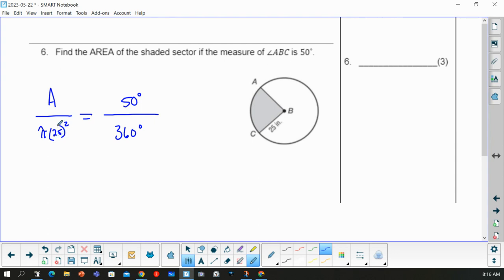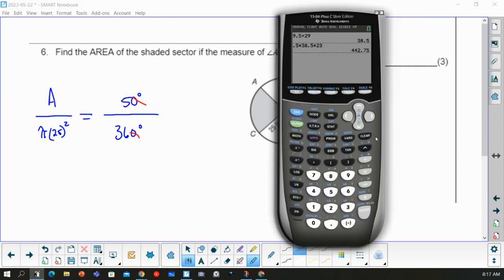All right, so 25 squared is 625. So 625 times pi times 50. Now, I'm going to simplify this a little bit just to make it easier on myself. Since they're both divisible by 10, I'm going to just get rid of those zeros. 50 divided by 10 is 5. 360 divided by 10 is 36. So I'm going to do 625 pi times 5. The way I'm going to do this, I'm going to save working that pi in to the very end. So I'm just going to do the 625 times 5.